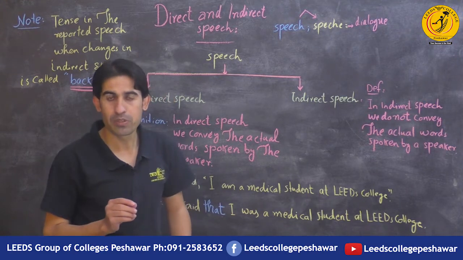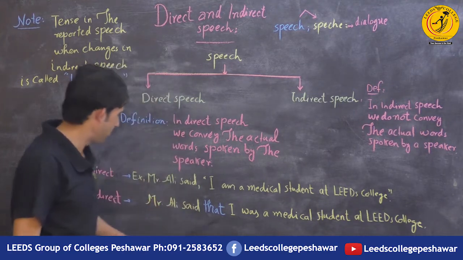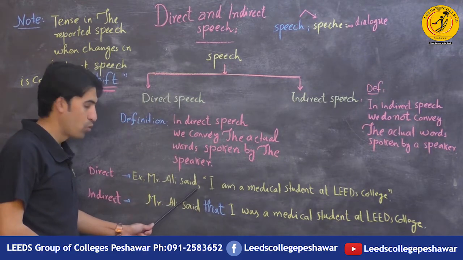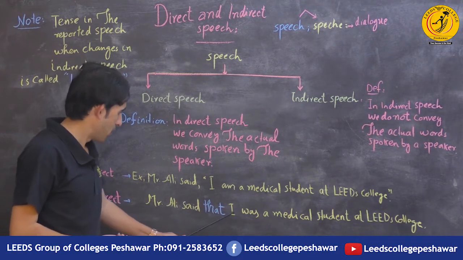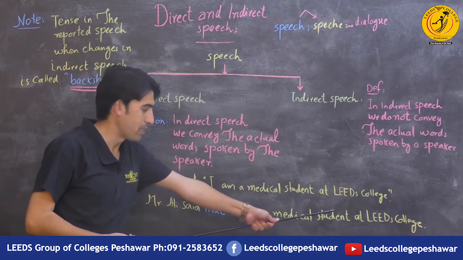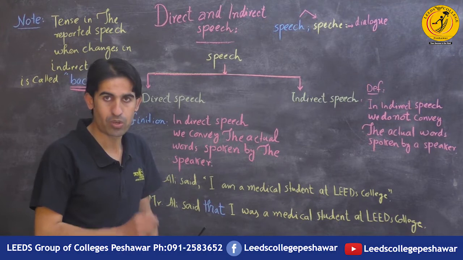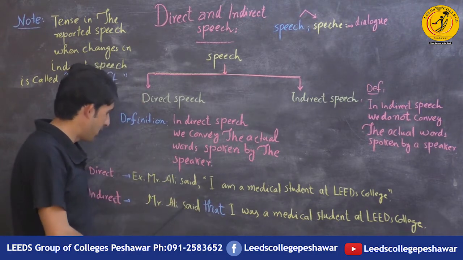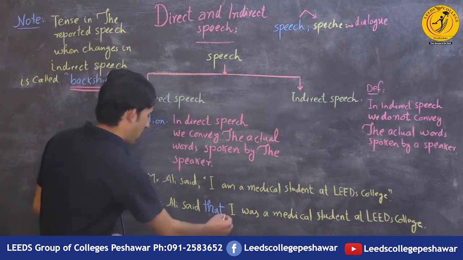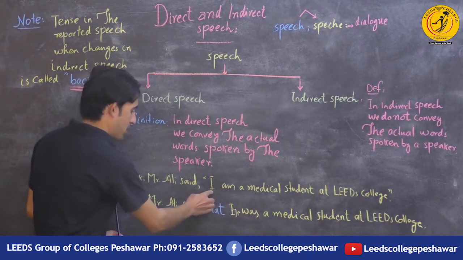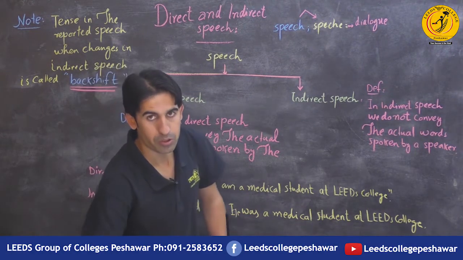I changed the direct speech into indirect, giving some changes. For example, Mr. Ali said, we drop the comma and instead we write the connective that, right? I was a medical student at Leeds College. Remember, the pronouns in the reported speech change according to the subject. So we say that Mr. Ali said that he was a medical student at Leeds College, Peshawar, right? The first person pronoun changes according to the subject. He was a medical student at Leeds College, Peshawar.